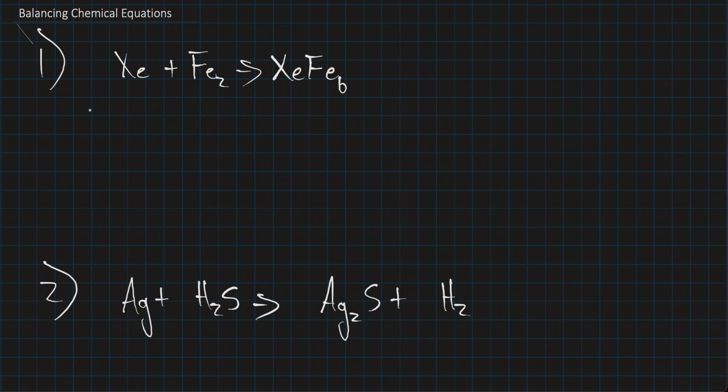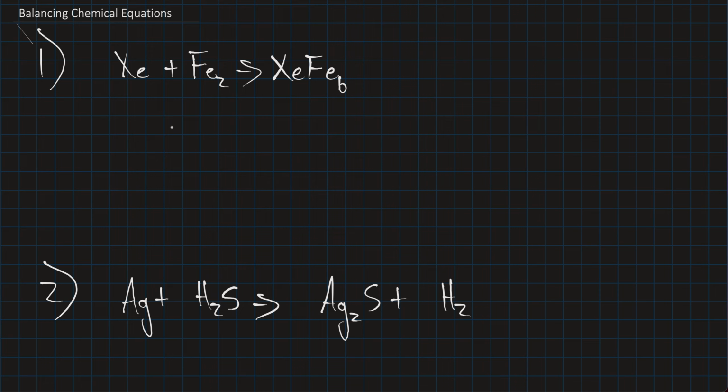With the first example, we have question number 1. On the left-hand side, or the reactant side, we have xenon and iron. On the right-hand side, we also have xenon and iron. In this form, we have it in a compound form, and this is a reaction of synthesis. Today, we're not going to be talking about reactions. We're going to be talking about how to balance chemical equations. So let's do just that.